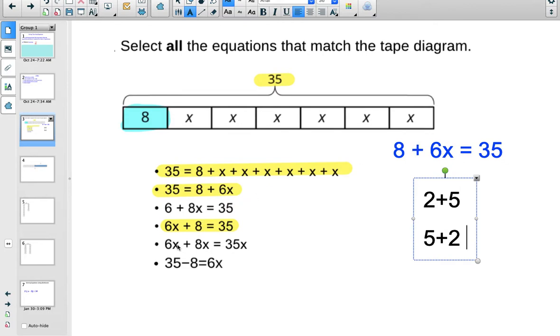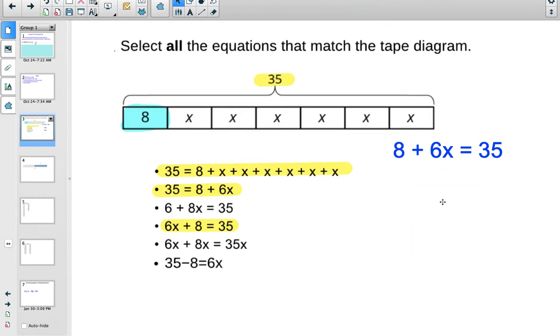Okay. What about 6x plus 8x equals 35x? Well, that's not true. 8 isn't 8 x's. It's just one 8. And then the last one is 35 minus 8 equals 6x. Let's see, 35 minus 8 equals 6x. I don't think that one's true either. All right, so what I want to do is figure out what this would be.